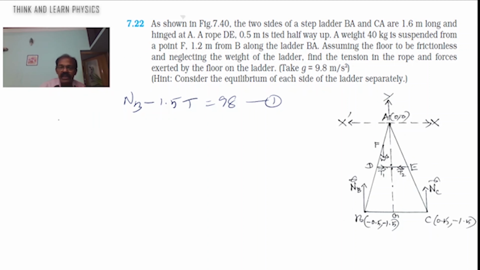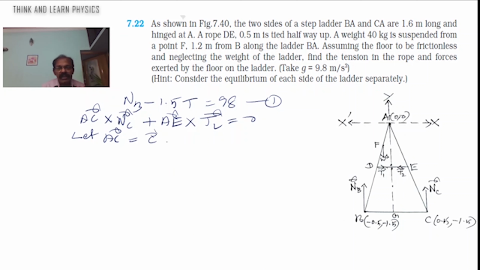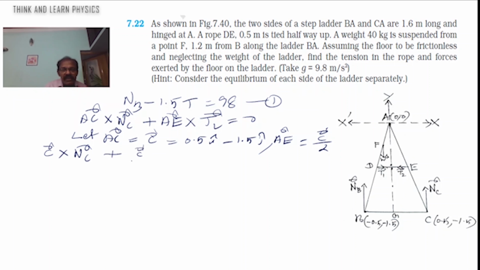Taking moments about A, we can write AC vector cross NC vector plus AE vector cross T2 vector equals 0. Now let AC vector equals C vector, then this is equal to C vector means 0.5 into i cap minus 1.5 into j cap, and also AE vector is clearly half of AC vector, that means it is C vector by 2. So the above relation becomes C vector cross NC vector plus C vector by 2 cross T2 vector equals 0. That means C vector cross NC vector plus T2 vector by 2 equals 0.